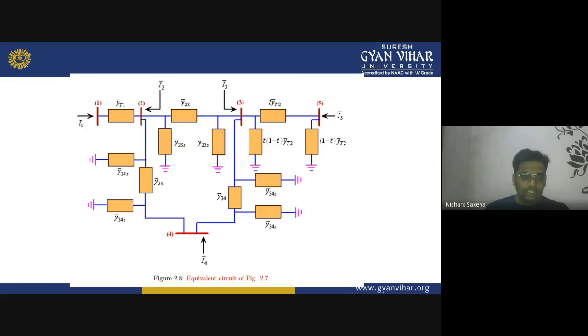How many admittances are connected at bus number 1? Only one, that is this one. How many admittances are connected at bus number 2? Y21, Y23, okay, and Y24.